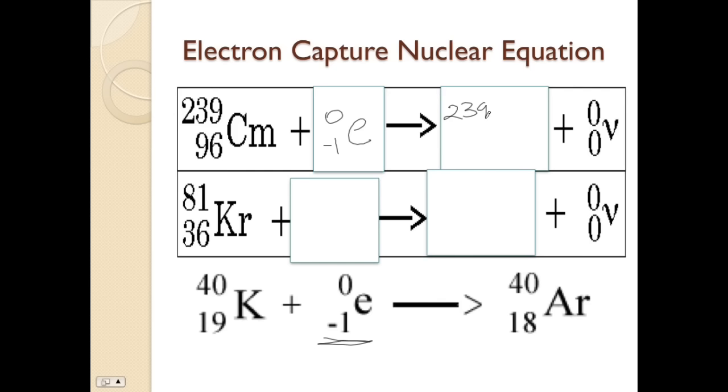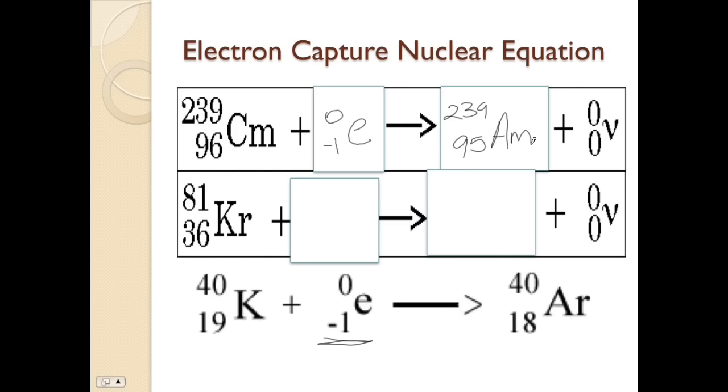96 minus 1 is 95, right? Because then I'll get 95 on both sides. Atomic number 95 is Am, americium, used in smoke detectors, by the way.